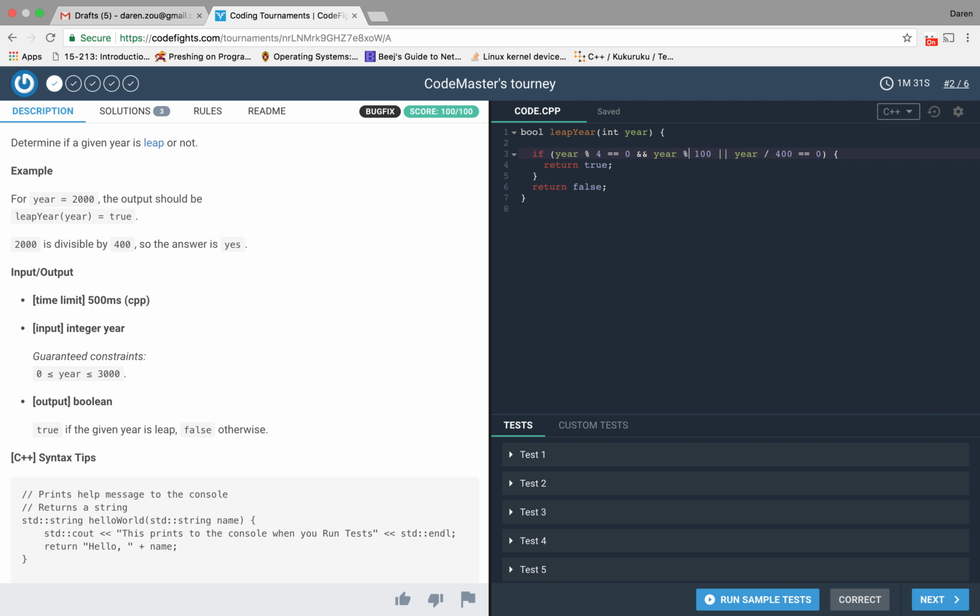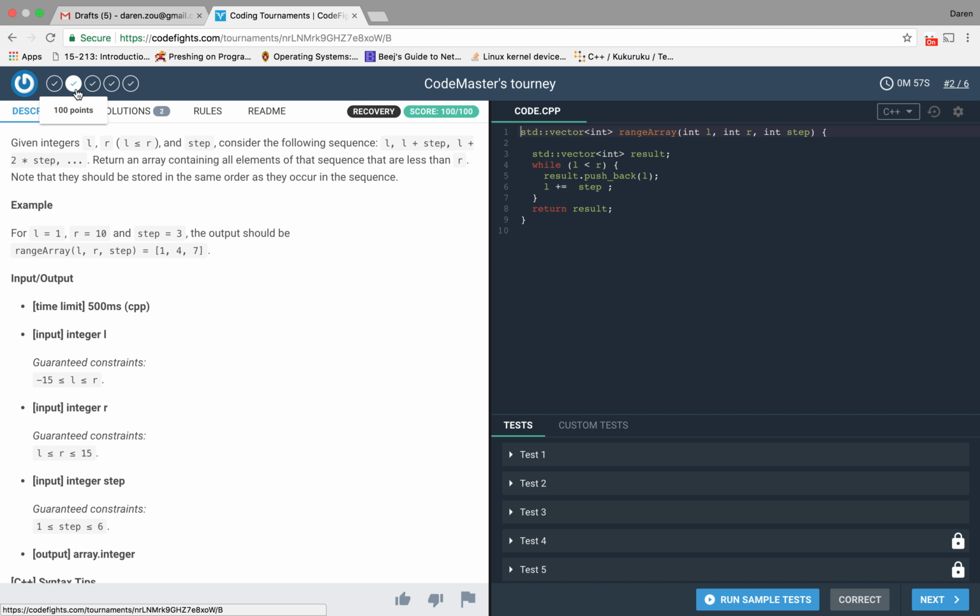So basically it's just this: it's divisible by 4 but not divisible by 100, or it's divisible by 400. One interesting note here is that the logical and takes precedence over the logical or, so this is equivalent to putting brackets right here. A lot of people may not even know this, but there is an order of precedence, and AND gets precedence over OR. So that was problem number one.